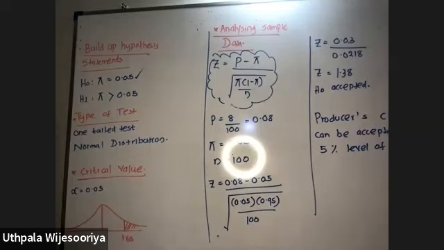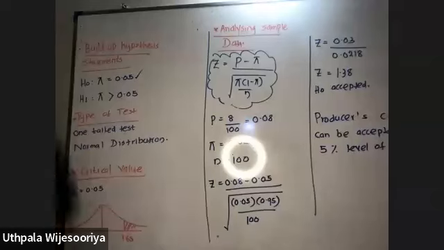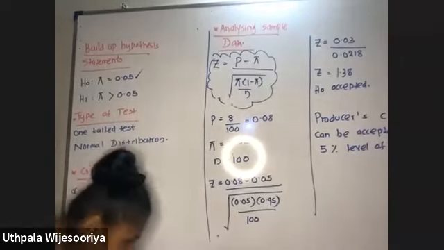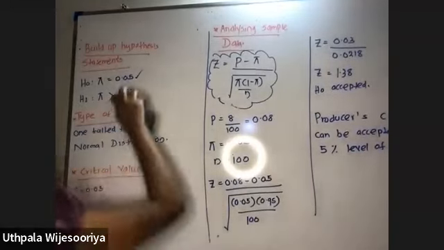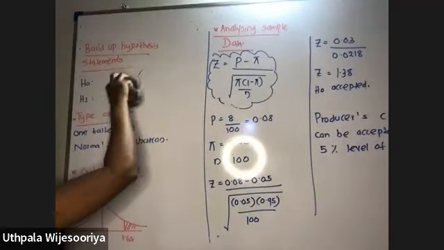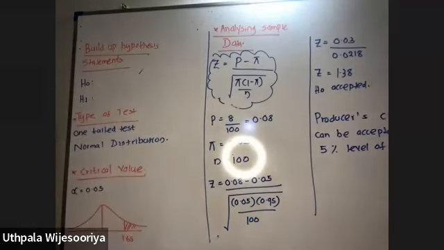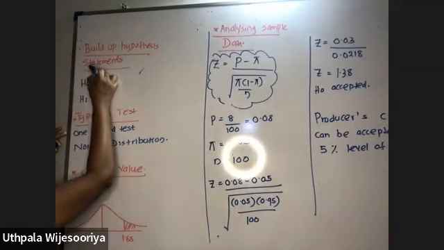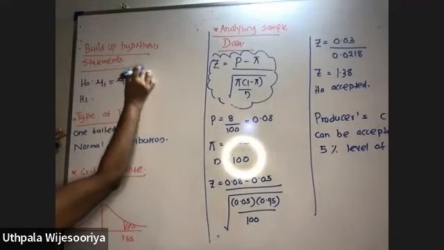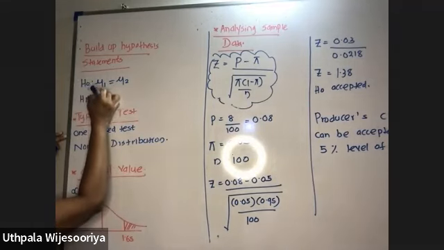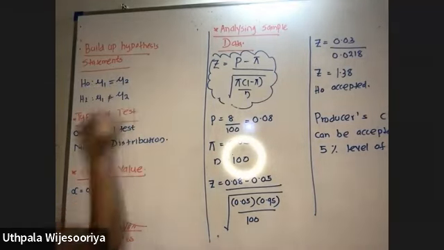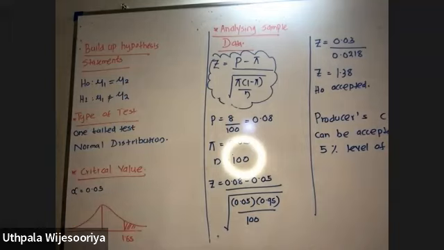Now you have to see whether the lifetimes of the two batteries are significant or not. That means is there any difference between the two lifetimes of batteries or not. So how do we make our hypothesis statements? Difference between two means: H0 is mu1 equals mu2. Is there any significant difference between them? Your alternative hypothesis H1 is mu1 is not equal to mu2.